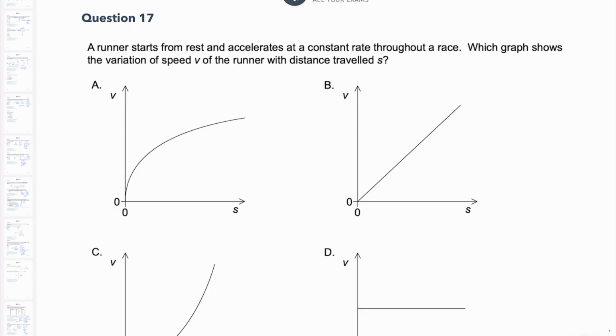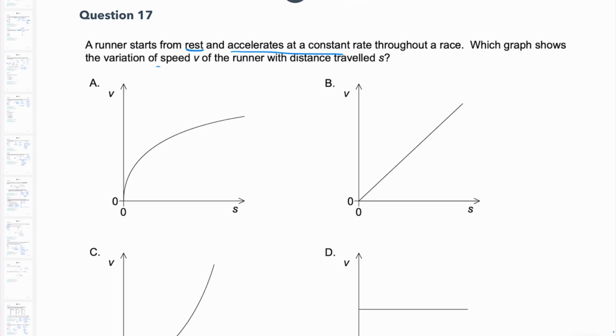A runner starts from rest and accelerates at a constant rate throughout a race. Which graph shows the variation of speed v of the runner with the distance travelled? This question is telling us that there's a constant acceleration in a straight line. So we can deal with SUVAT equations here. We're looking at these 5 quantities. We know that the acceleration is constant, and we know that the initial speed is 0. If we can find a mathematical relationship between v and s, we can translate that mathematical relationship into a graphical form. Let's look at this equation here.